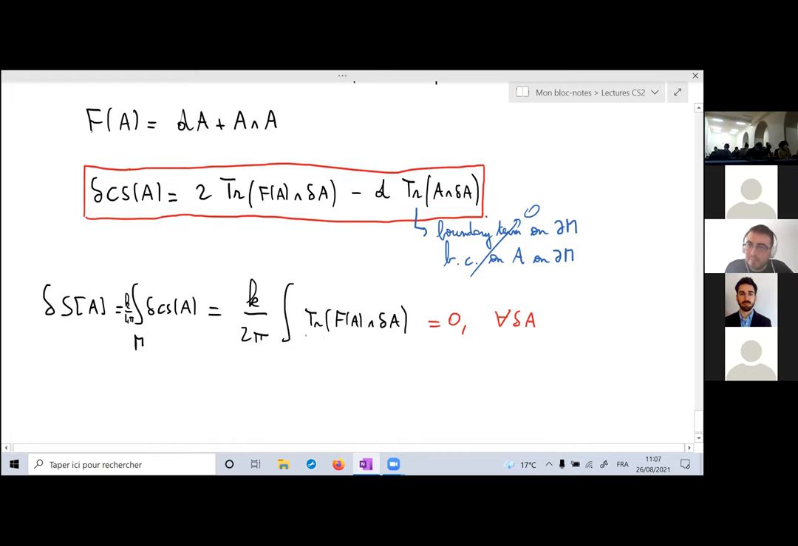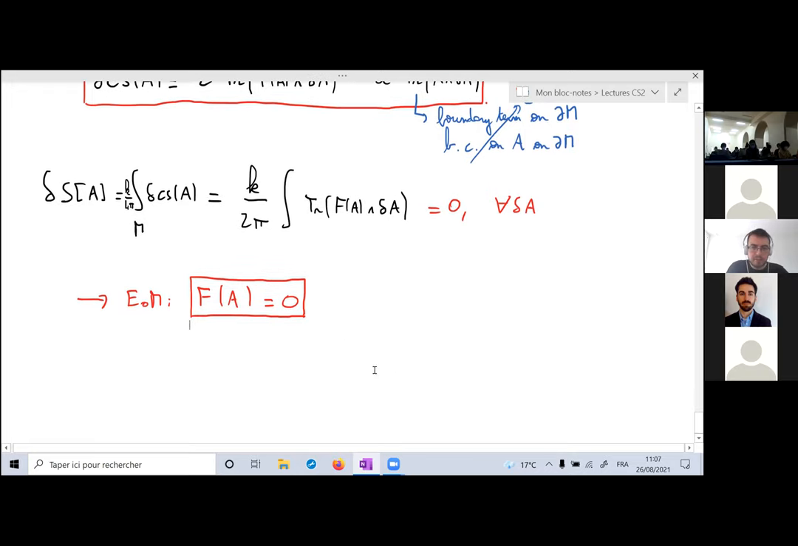Here, because I have a simple Lie group, a simple Lie algebra, I know that if trace of something times X equals zero for all X, the something itself should be zero. So from there, I get my equation of motion, which is simply what we said in the introduction, that F of A is equal to zero, right? Now we extracted it in differential form language instead of in terms of components, but we find that the curvature is zero.